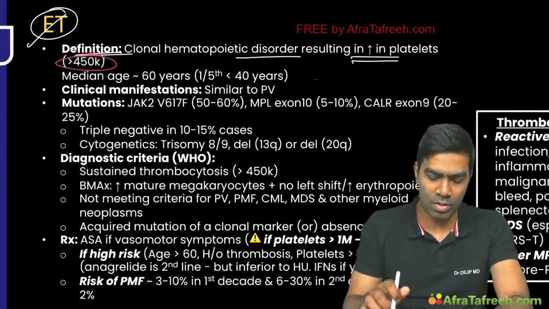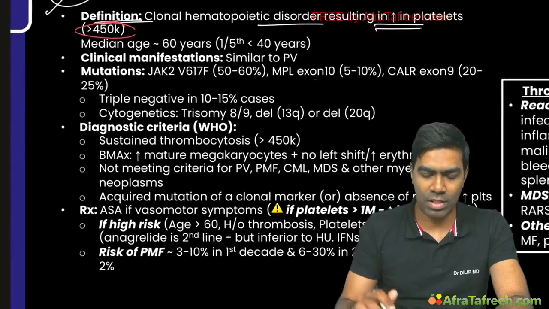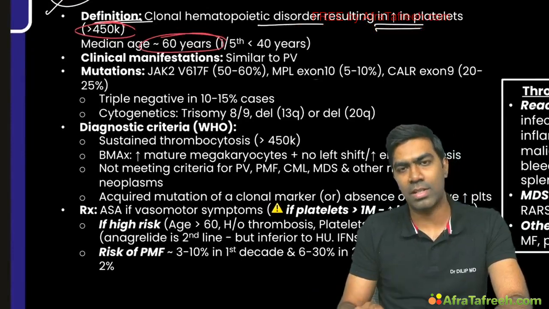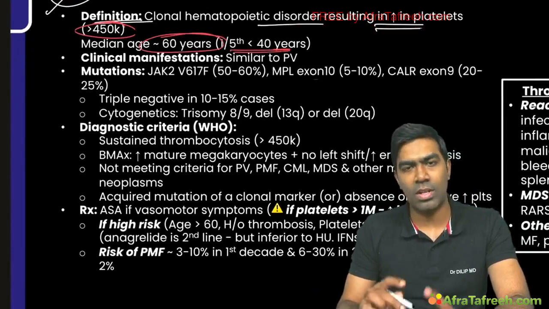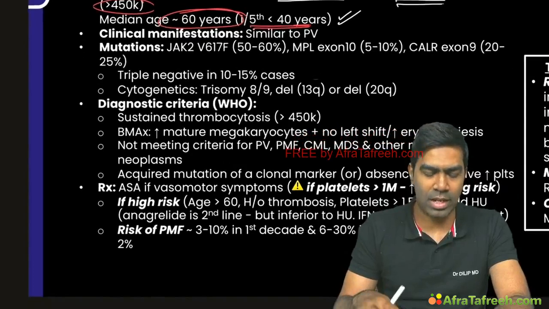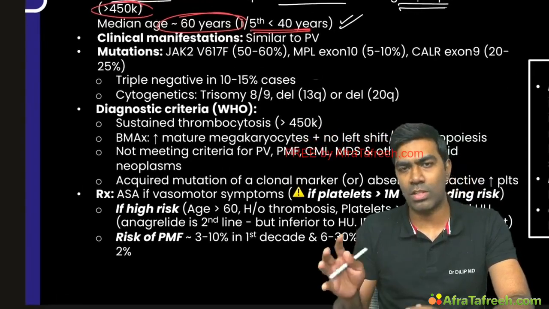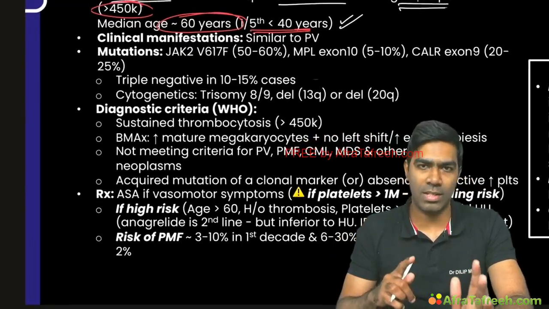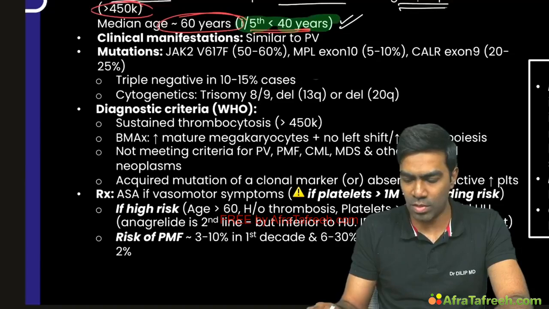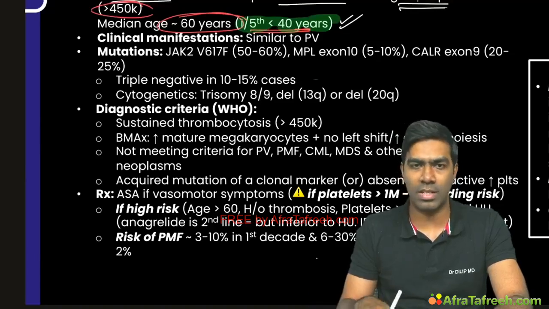Typically, the platelet count is going to be more than 450,000. In polycythemia, the median age at the time of presentation is 60 years, but around 20% of patients can present at a younger age, less than 40 years. In polycythemia, 1/3 of the patients tend to present at age less than 50, but in essential thrombocytosis, 20% of patients tend to present at a younger age, less than 40 years.